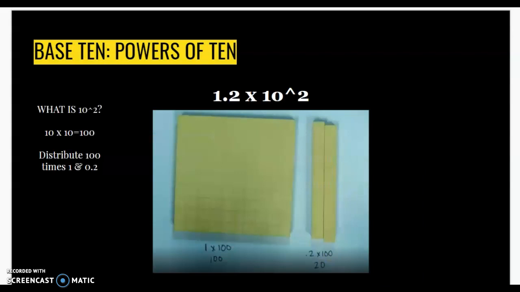The first thing I will ask myself as a student is, what is 10 raised to the second power? Well, that just means to multiply 10 times itself twice. 10 times 10 equals 100. Now you can distribute the 100 times to the 1 and the 0.2. Let's look at this model more closely.